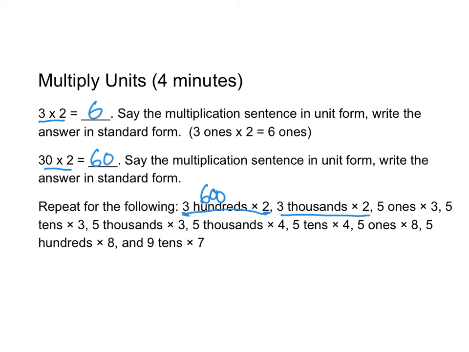3,000s times 2, same sort of same process really. 3 times 2 is 6 thousands. So that would be 6,000.